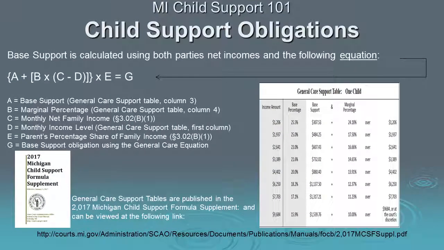After incomes and deductions are considered, base support is calculated by using both parents' net income and the mathematical formula viewed on this slide. The table on the right provides the information needed when using the formula. The 2017 Michigan Child Support Formula Supplement contains the tables used in the formula. The supplement is online at the link at the bottom of the slide.